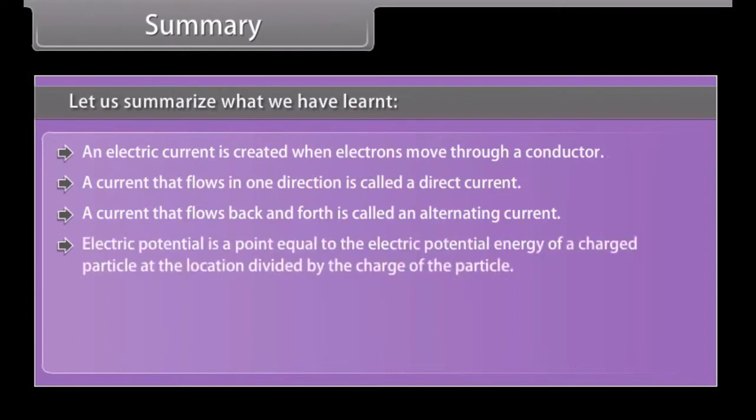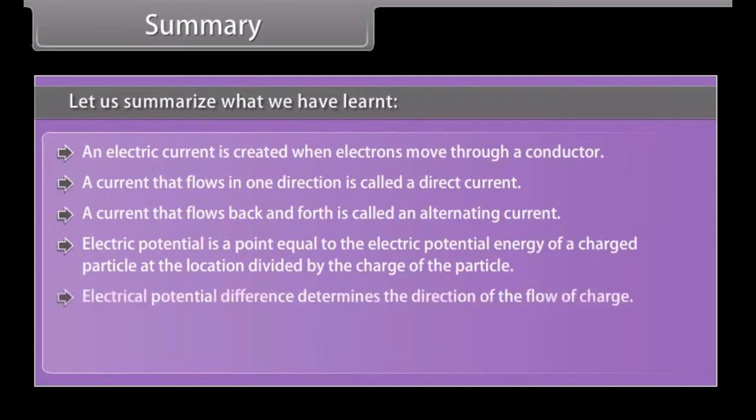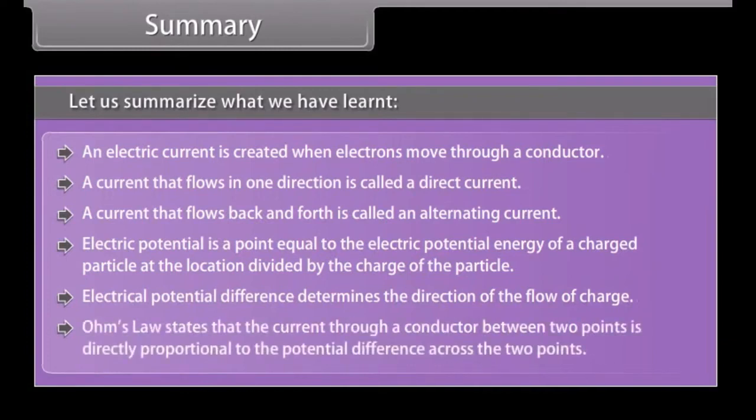Electric potential at a point is equal to the electric potential energy of a charged particle at the location divided by the charge of the particle. Electric potential difference determines the direction of the flow of charge. Ohm's law states that the current through a conductor between 2 points is directly proportional to the potential difference across the 2 points.